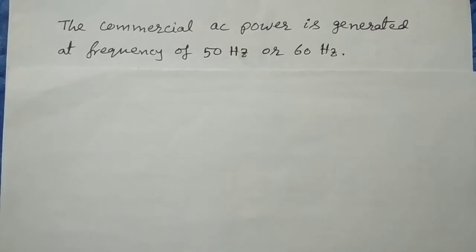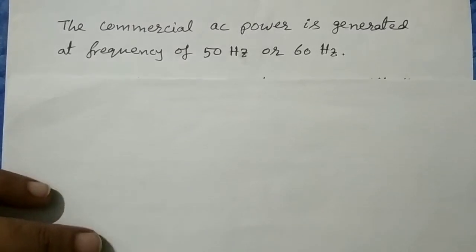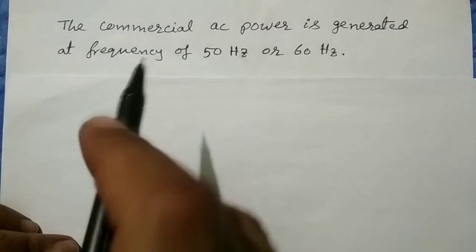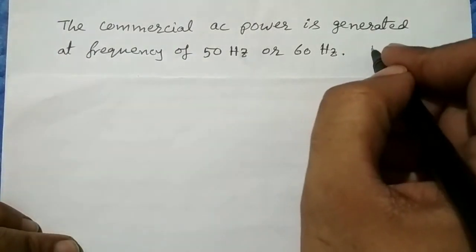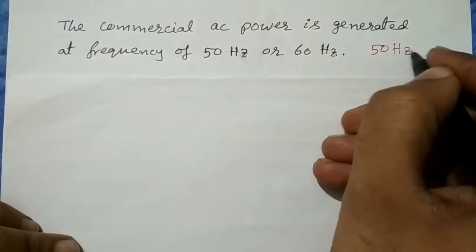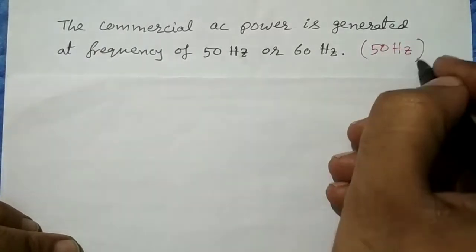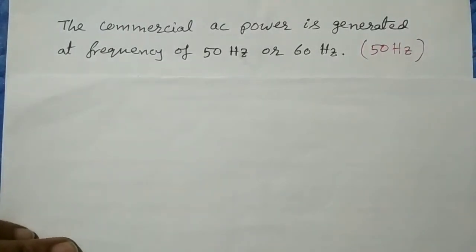Now further elaborating the term frequency. The commercial AC power is generated at a frequency of 50 Hz or 60 Hz. Remember one thing, in India, in our country, the frequency of the electrical power is 50 Hz. This is the frequency of the electricity in our country. Similarly, in Asian and European countries, 50 Hz power supply is basically used, whereas in USA and Canada, 60 Hz supply is used.